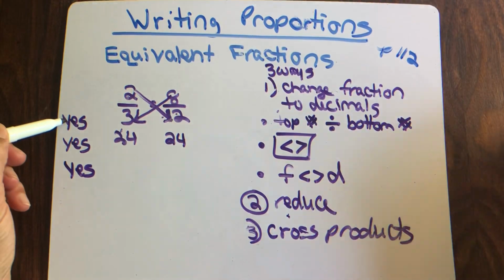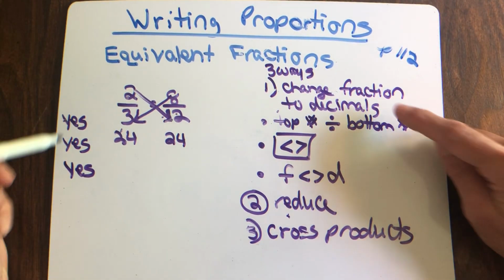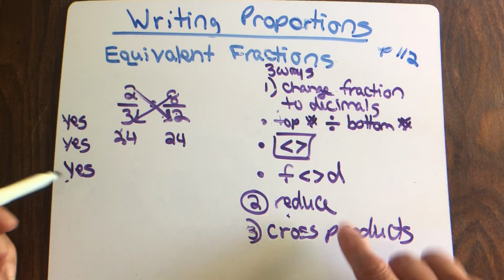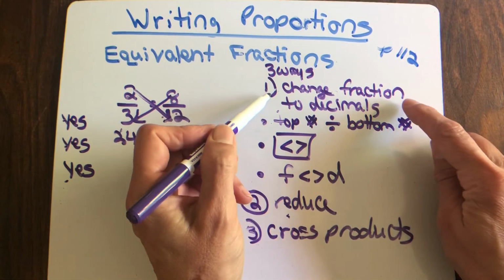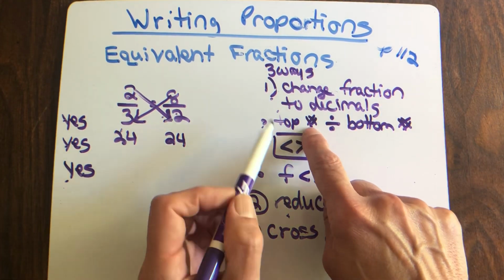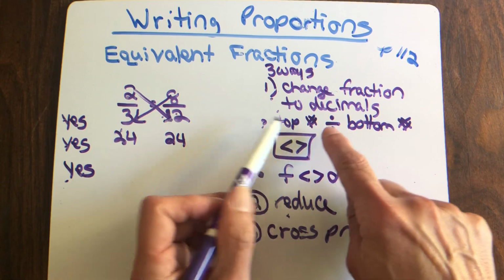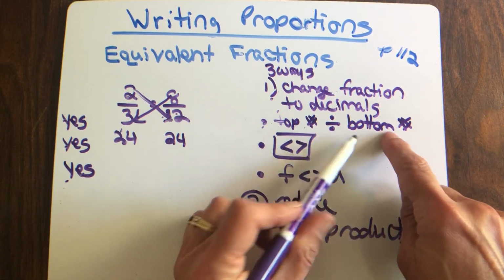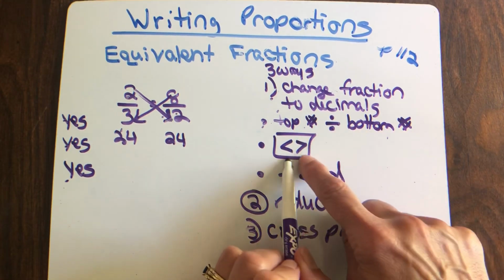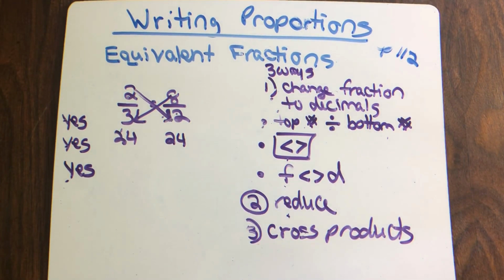So I checked it with decimals, I checked it with reducing, and I checked it with the cross products. And with the decimals, you've got all of these things. You can change your fraction to decimals. You've got 3 ways to do that: top number divided by the bottom number, the double arrow, or the F to D button with the second key.